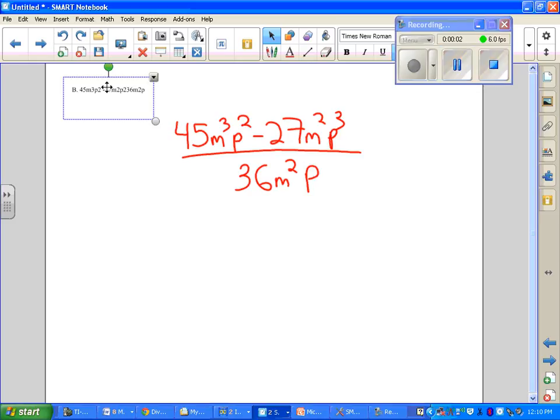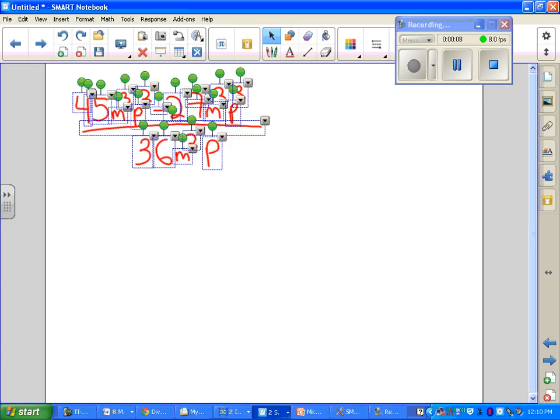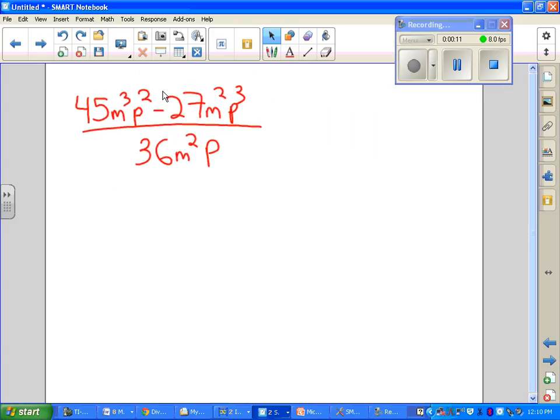Here's another example. You're being asked to divide 45 m cubed p squared minus 27 m p squared p to the third divided by 36 m squared p. Alright, let's just write everything down twice to make things easier. I'm going to take care of these numbers right away. I told some of you in class about that, make your lives easier.